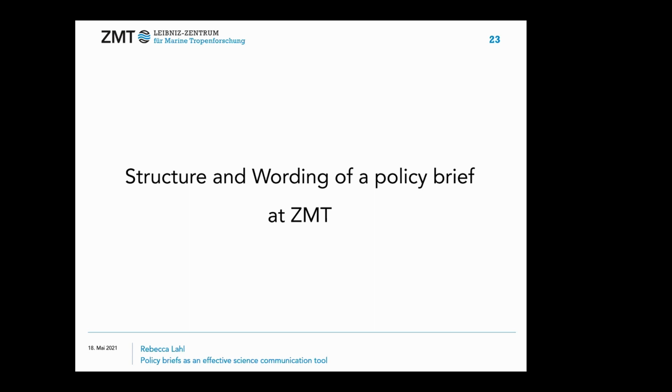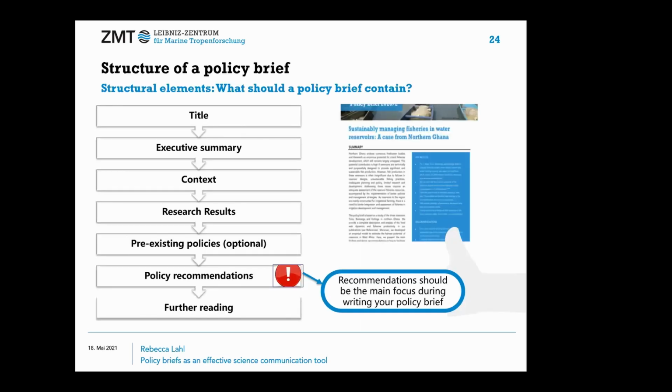I wanted to come to the structure and wording of a policy brief, or how we at least do it at ZMT. There's no one-size-fits-all approach to writing a policy brief, because the topic and audience will shape each policy brief. However, policy briefs tend to contain the same key elements and therefore have similar structures.